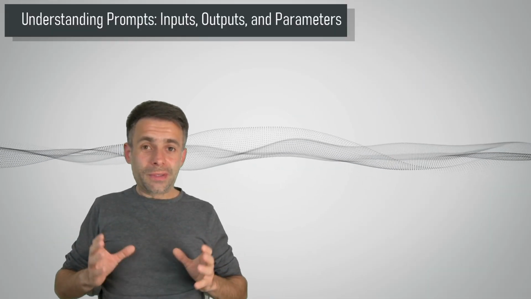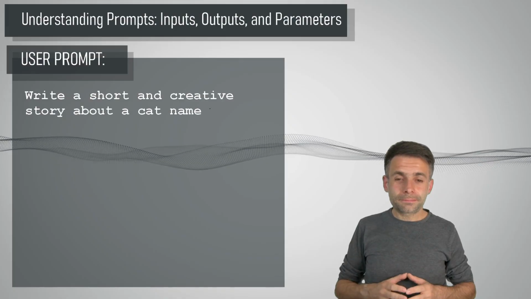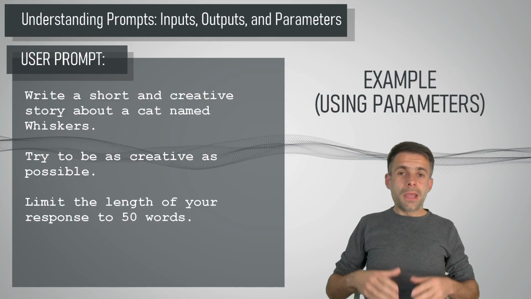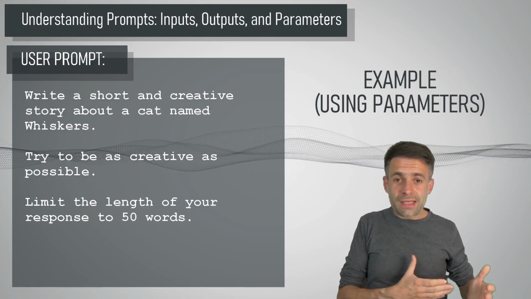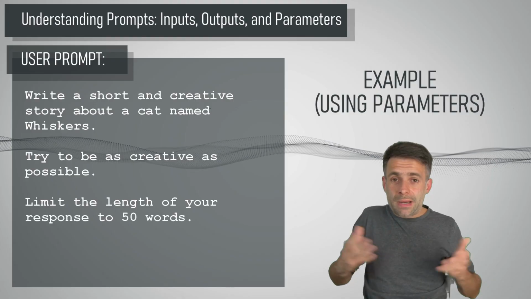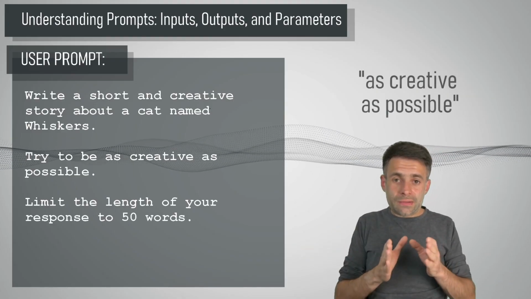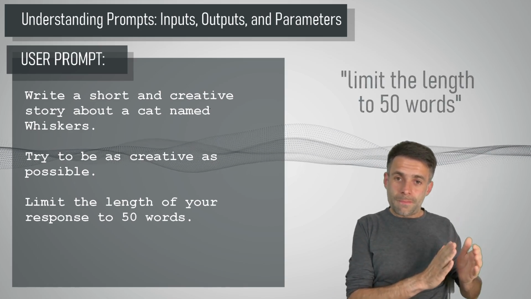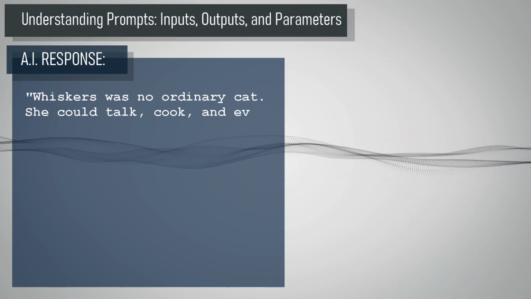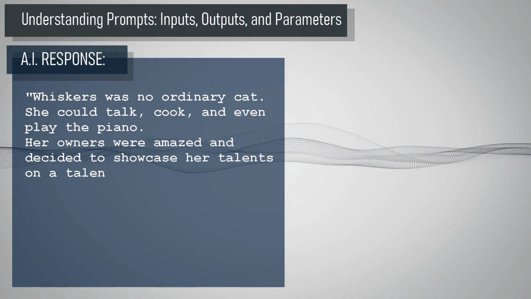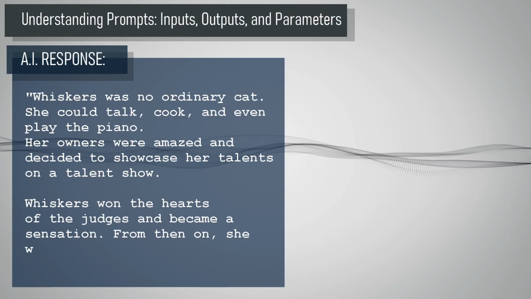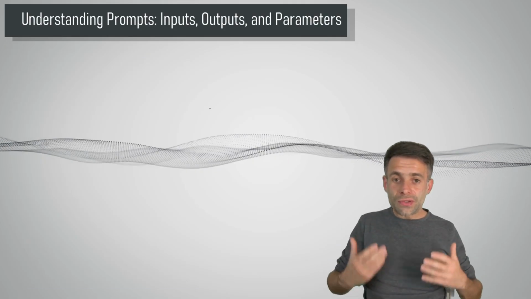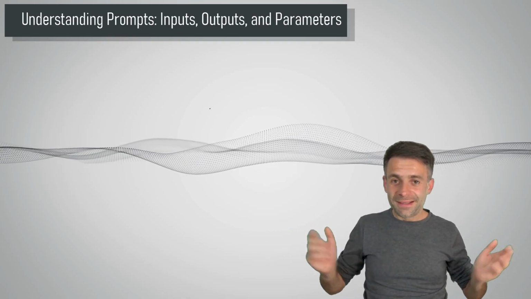Now, let's see an example of using parameters. Here is the input. This is going to be our prompt. As you can see, the prompt contains the task and the required parameters, and everything is in plain English. Parameters: as creative as possible, limit the length to 50 words. So, by tuning the parameters, we got a creative and concise story about Whiskers the cat.